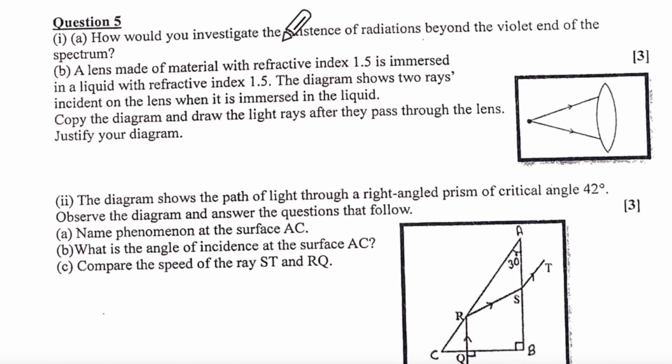Question number 5, how would you investigate existence of radiations beyond violet end? That means UV. What are you going to do? You will use the silver bromide solution, correct? Is it silver bromide, silver chloride solution? It turns from brown to violet to? Yes, ma'am. Silver chloride solution. Yes, okay, so that is to be learned from the textbook.